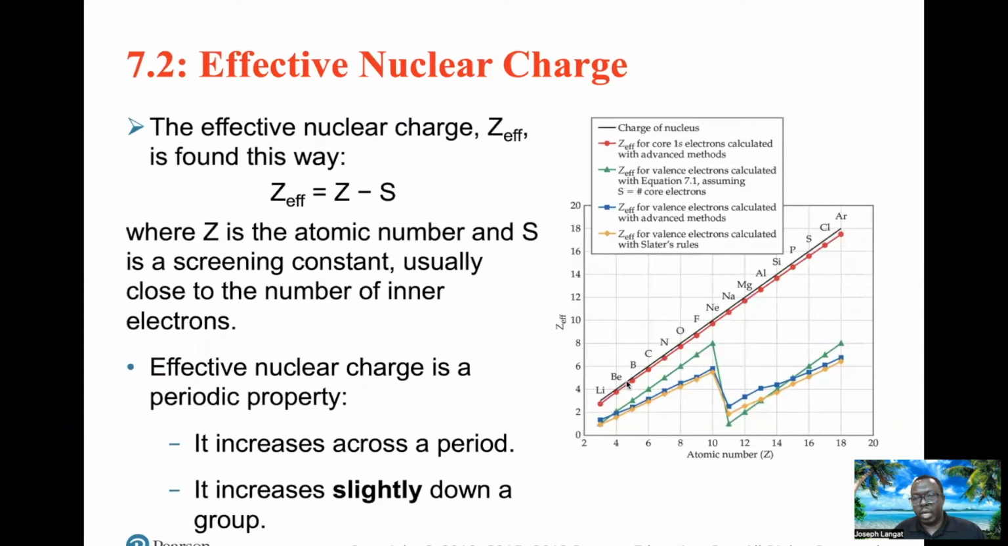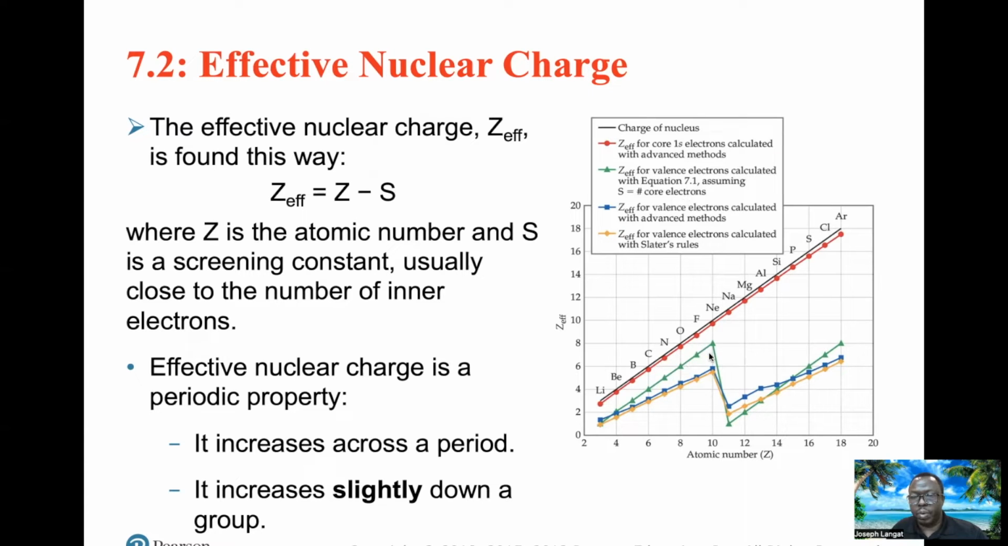I want us to look at the trend on effective nuclear charge moving from left to right. We see that it's increasing. The charge of the nucleus is increasing. This is just the atomic number. Z effective increases according to the increase in atomic number. I will not look in detail at how these change. That is Z effective for valence calculated with equation 1.